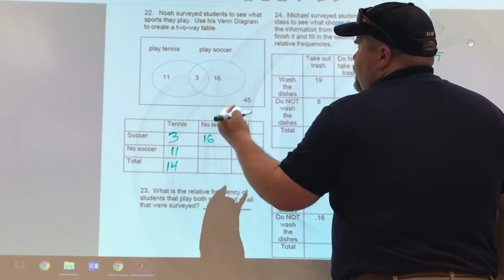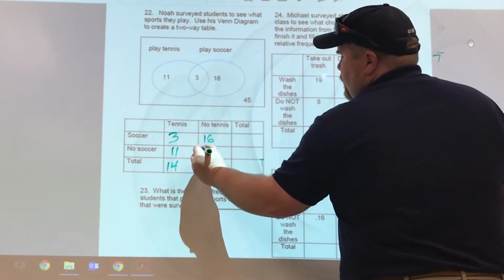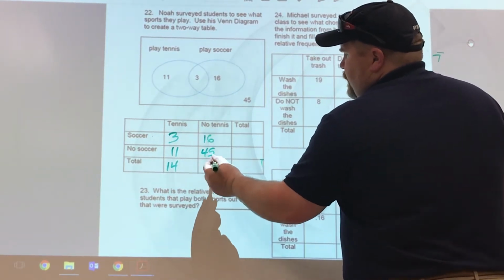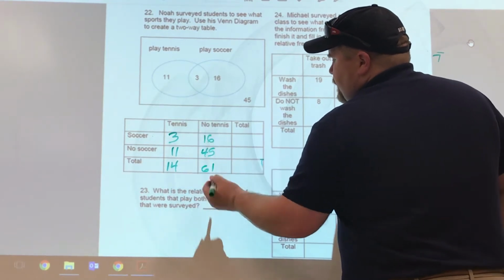No soccer and no tennis. That's these 45 right here. They're outside the circles. They don't play either sport. They may play a different sport, but they don't play soccer or tennis. And we can go ahead and total that up. 5 plus 6 is 11. Carry the 1, 4, 5, 6, 61.